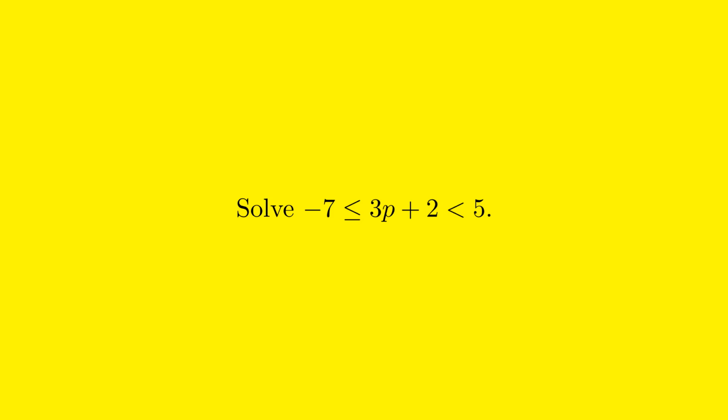In this video, we will be focusing on solving the inequality -7 is less than or equal to 3p plus 2, which is less than 5. We will go through step by step on how to find the solution and express it in both inequality and interval notation forms. Let's get started.